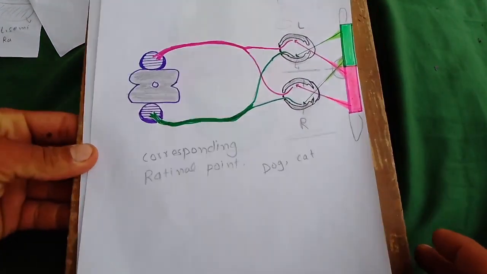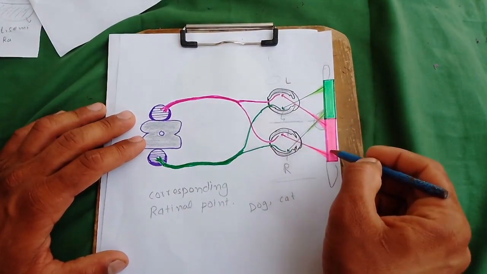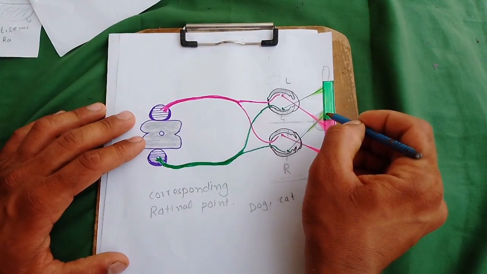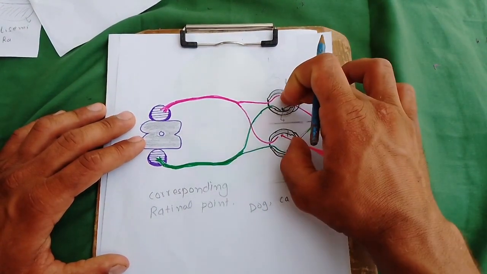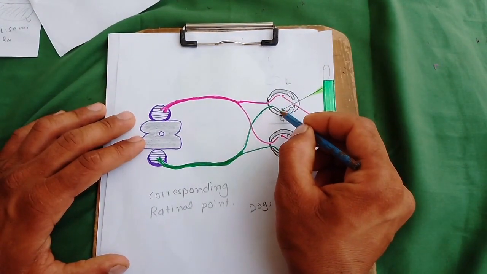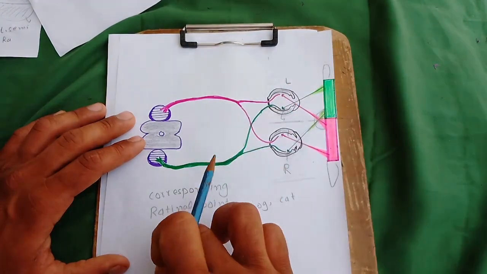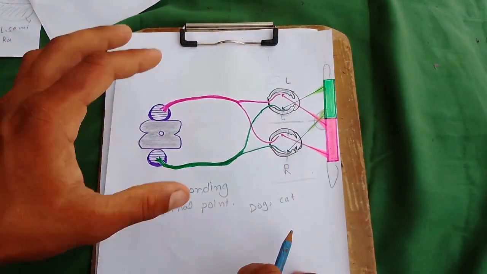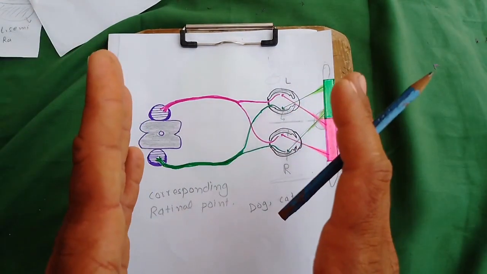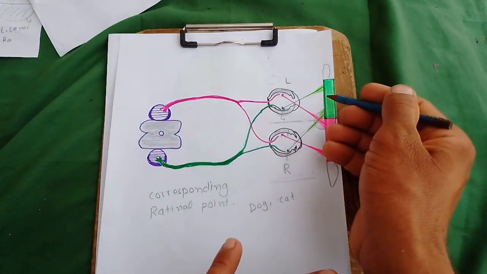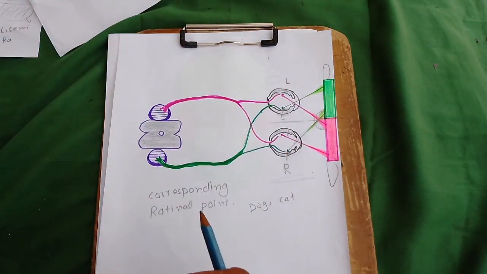Suppose this is the object. The light falls from this area and strikes this area, and from this area strikes this area. This is binocular vision. So this point in the retina and this point in the retina are called corresponding retinal points. Corresponding retinal points are the points in the retina of both eyes on which light falls.